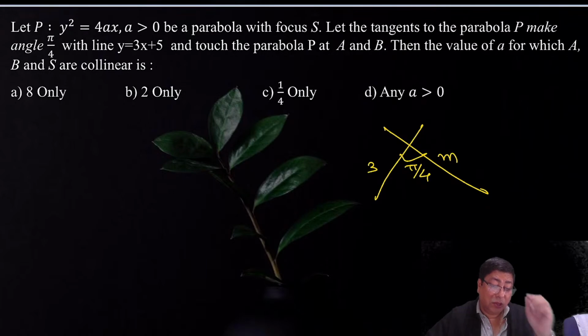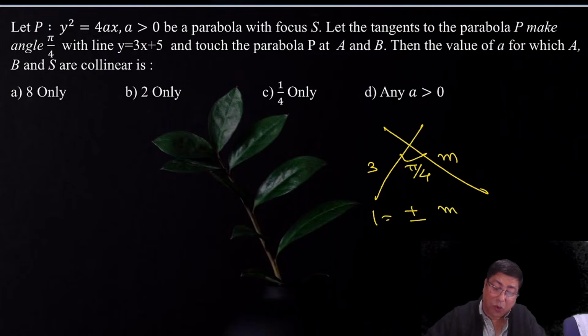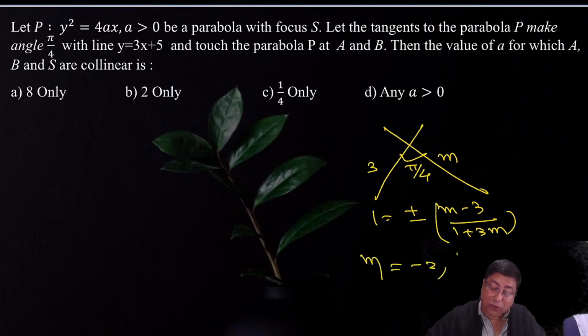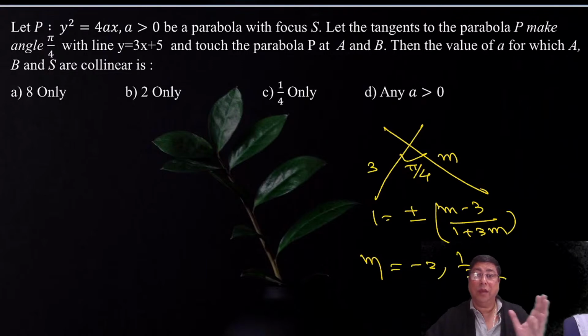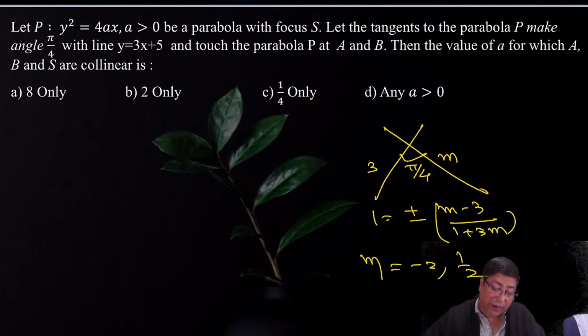Okay, so let us also check once the angle between the tangents. In this case, 1 equal to plus minus (m2 minus m1) by (1 plus m1 m2). If we take the plus, we are getting minus 2, and if we take the minus, we are getting half. So the tangents are perpendicular, then obviously it is a latus rectum.